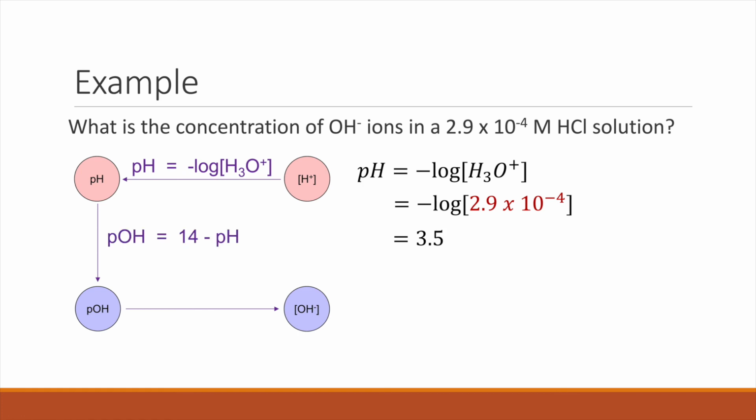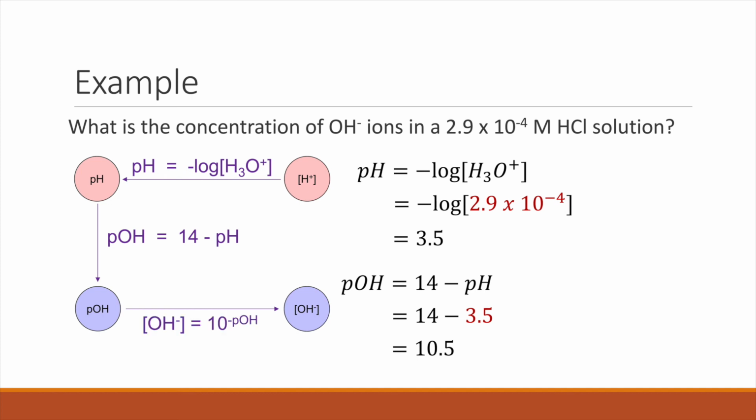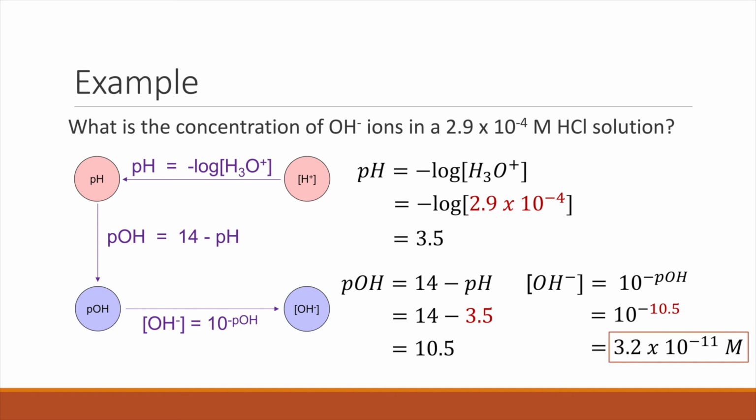Now to get pOH, I'm going to subtract that from 14. So 14 minus 3.5 is 10.5. Finally, to get the concentration of OH-, I'm going to do 10 to the negative exponent. So 10 to the negative 10.5 means my concentration of OH- is 3.2 times 10 to the negative 11th molar.